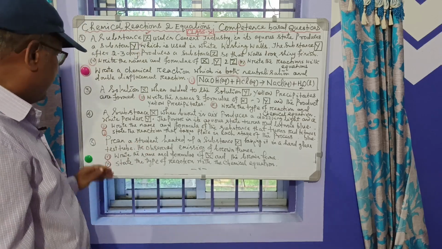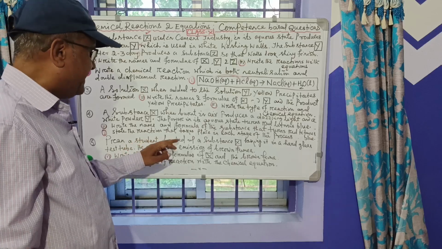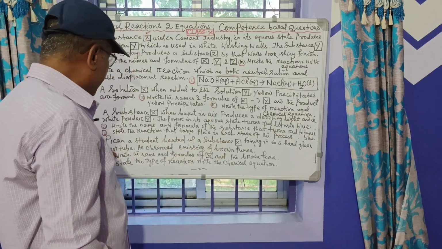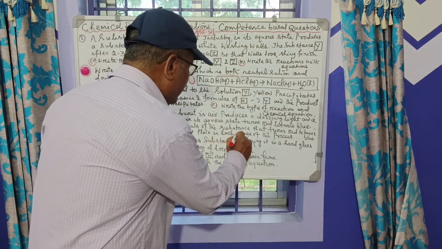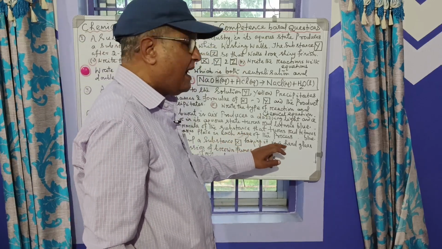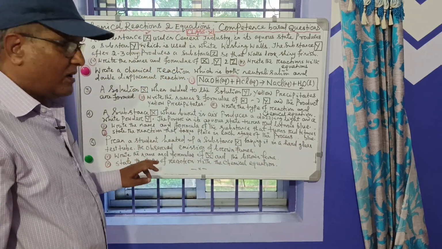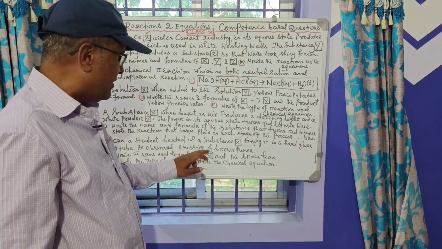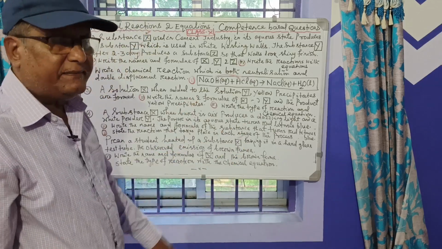We have presented here, Fran, a student, heated up a substance X, taking it in a hard glass test tube. He observed emission of brown fumes. So this is an activity.